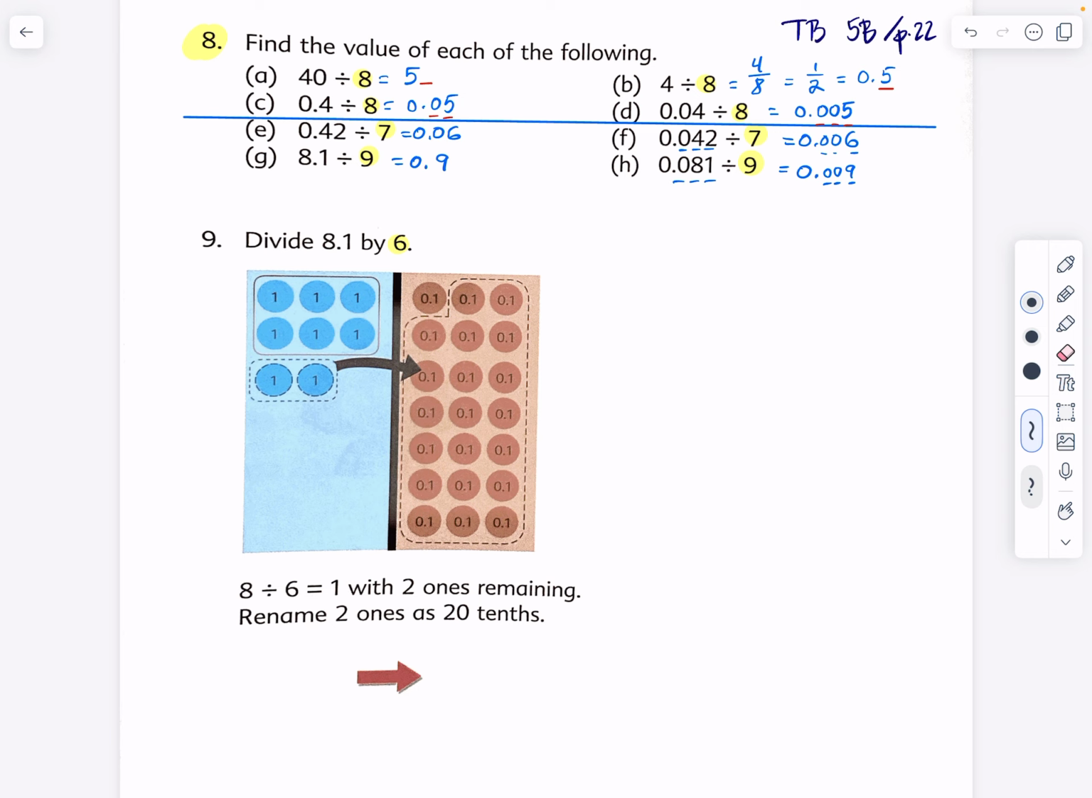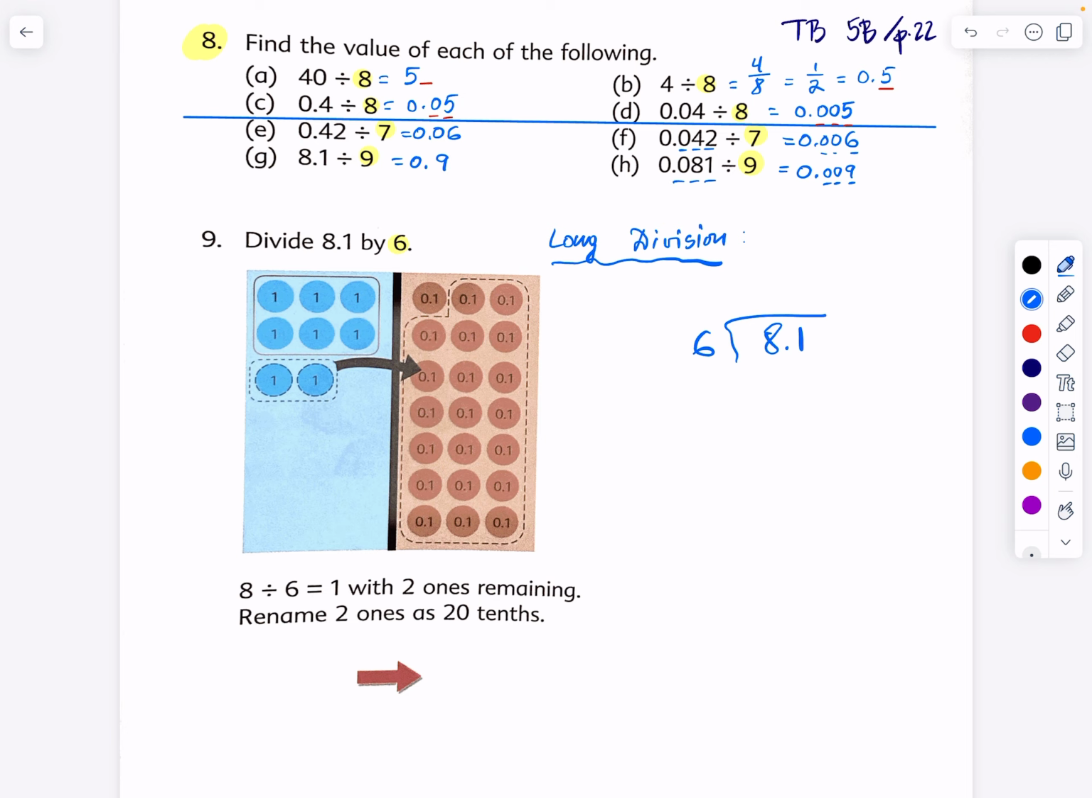However, let's take a look at the following example. 8.1 divided by 6. Here is where I would like to use our long-term friend, long division. Long division is the tool that we will be using for solving more challenging division problems, just like we do with whole numbers, right? When we're trying to divide whole numbers that are not easily divisible, we use long division. So let's write it down. 8.1 divided by 6.